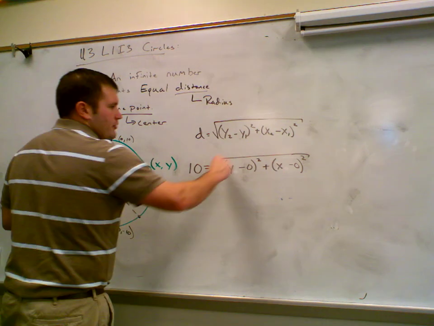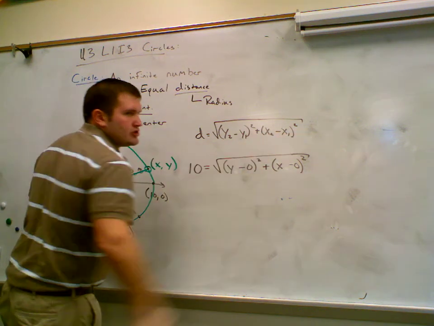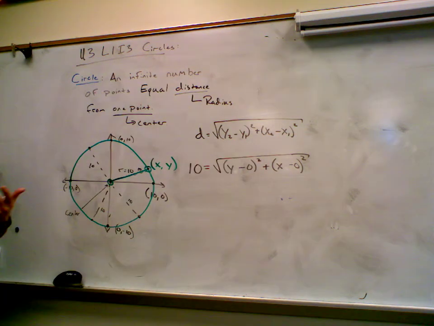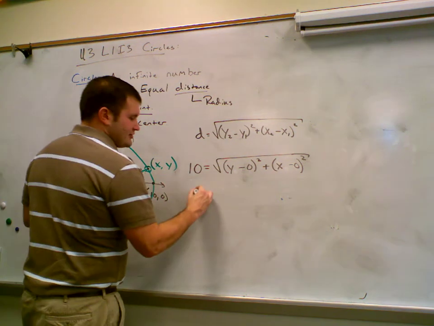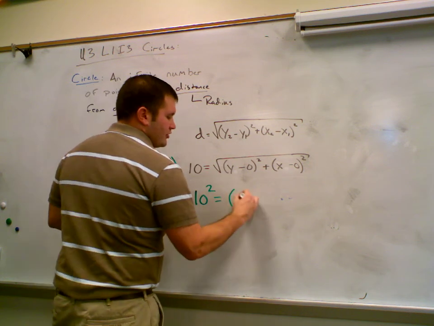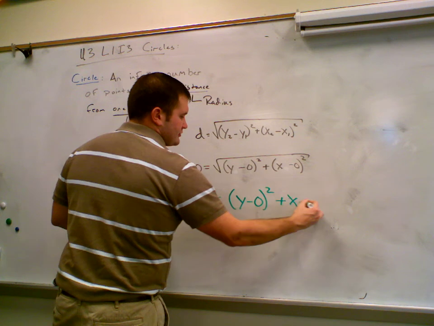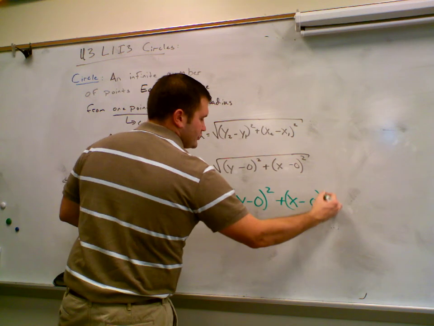First step, how do I get rid of my radical? The square root. Square root is the opposite of what? Squared. Good. Square root's the opposite of squared, isn't it, guys? So if I square both sides, look at this. 10 squared equals y minus 0 squared plus x minus 0 squared.